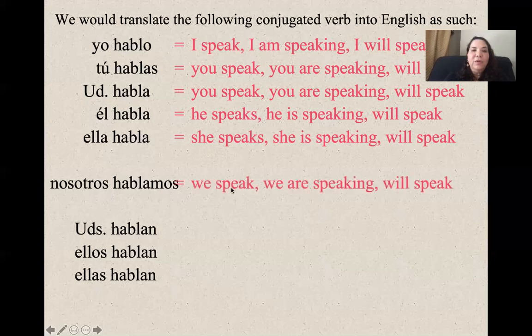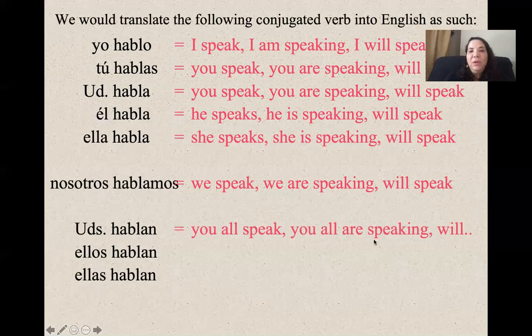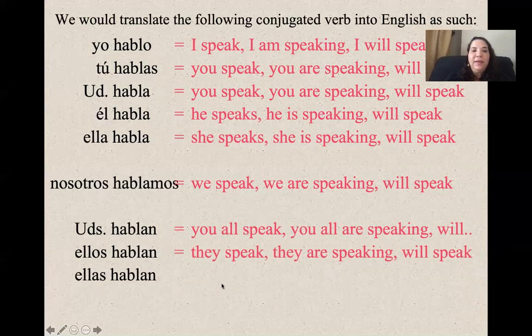Nosotros hablamos could mean we speak, we are speaking, we will speak. And it has a showing of the future, but it's really immediate future, okay? Immediate, not in a week or a day or in many hours. So, ustedes hablan could mean you all speak, you all are speaking, or you all will speak. Ellos hablan, they speak, they are speaking, they will speak. Ellas hablan, they speak, they're speaking, they will speak.